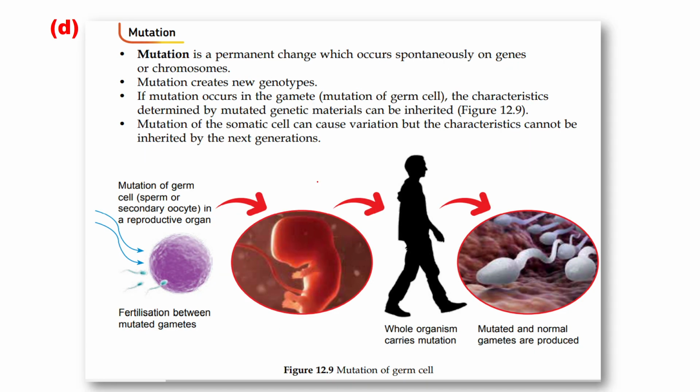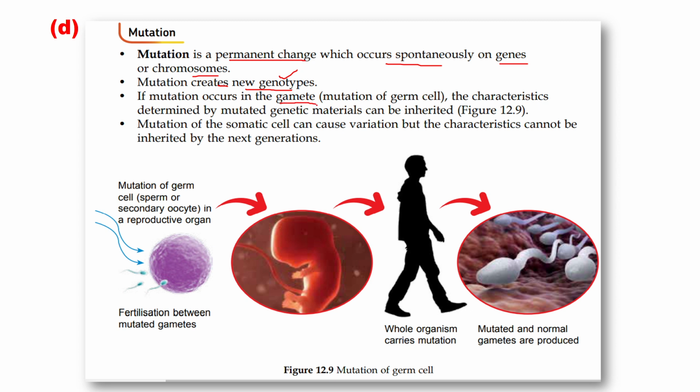Okay, the last one to contribute to variation is mutation. What is mutation? It is a permanent change which occurs spontaneously on genes or chromosomes, where mutation is going to create new genotypes. Which means if mutation is to occur, new genotypes will be formed. There are two types of cell where mutation can occur.